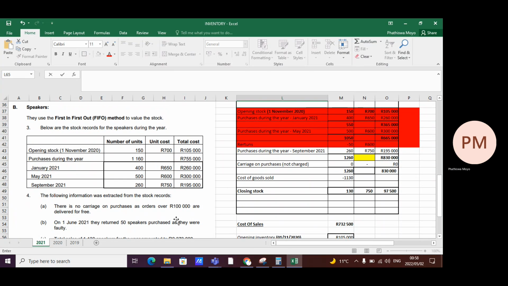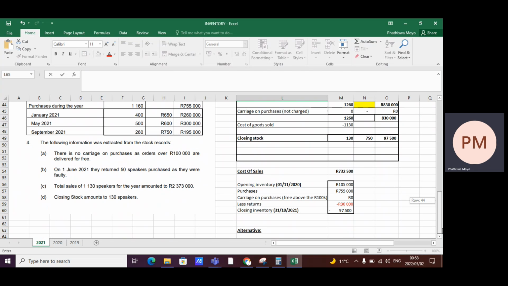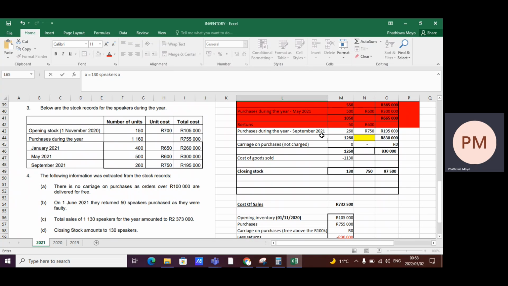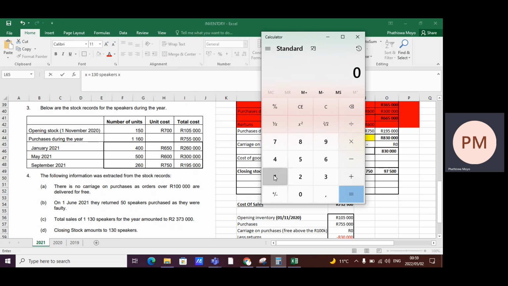They told you all the nice things. Your closing stock is 130 speakers. You already know. Okay, actually you would need to solve for x. So it's 130 speakers multiplied by, you know that you have 150 and now you sold 1130. So you just would simply do this with your calculator.